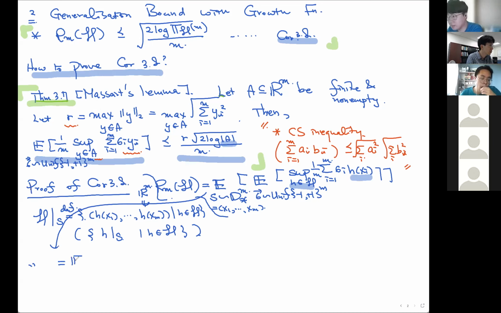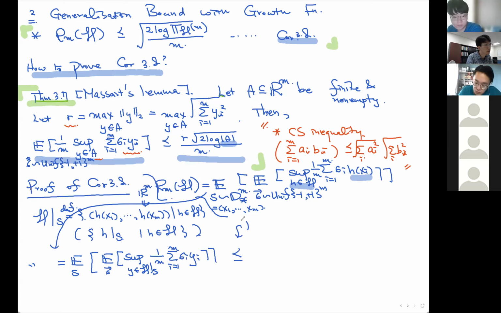Then we have expectation over S and expectation over sigma, together with supremum over, let's call it y, in H restricted to S, of 1 over m, summation of sigma i, yi, for i equal to 1 to m. Now we can apply the Massart lemma, theorem 3.7. We apply theorem 3.7, and this is what we're going to get.